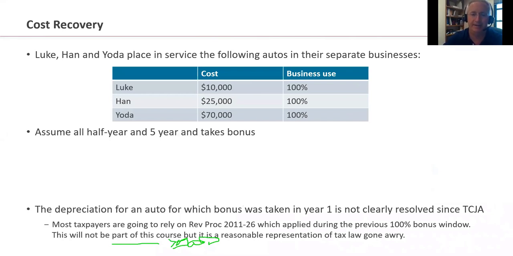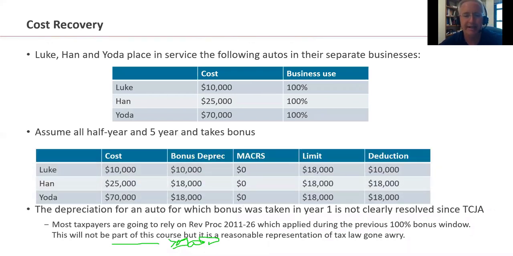Let's pretend they do take bonus, right? So this is the same example, except now they're going to take bonus depreciation. Okay. So if Luke buys a car, costs 10,000, bonus depreciation, he expenses all of it. That's 10,000. What's his limit? 18,000. He can deduct all 10. Han has 25,000. He wants to take all of it as bonus depreciation, but he cannot take all of it as bonus depreciation. His limit is 18,000. As a result, he only writes off 18,000 of the cost. The remaining 7,000 has to be depreciated. We're going to talk about how that happens in a second.